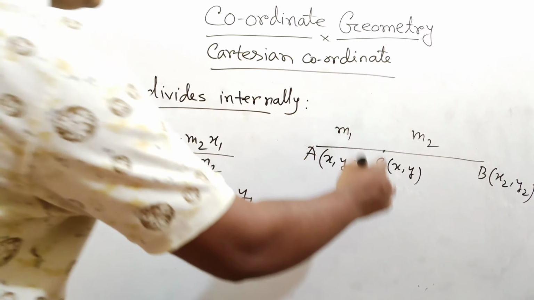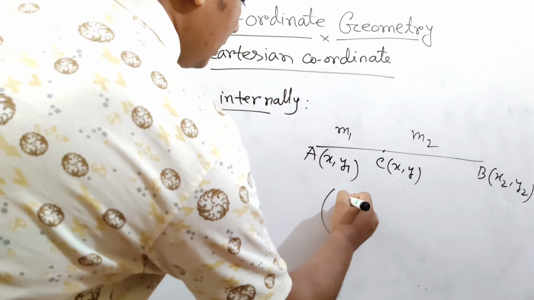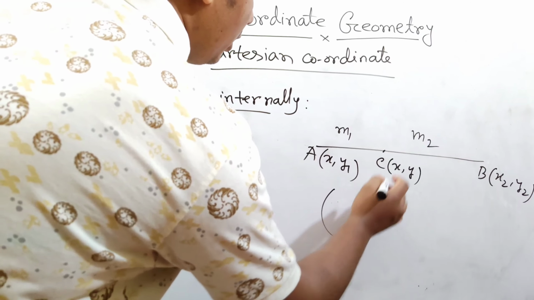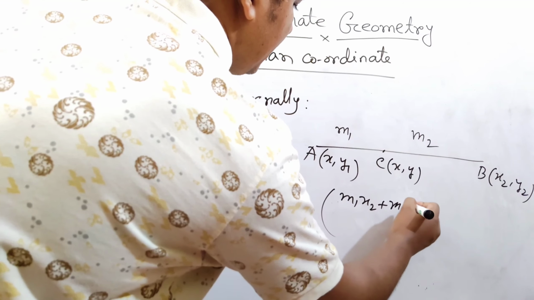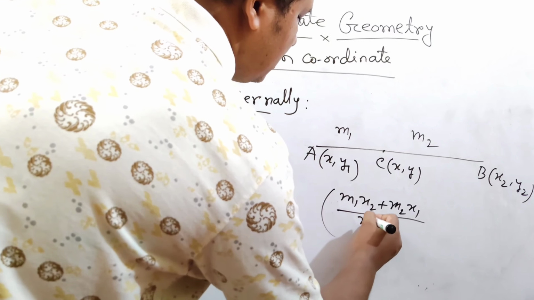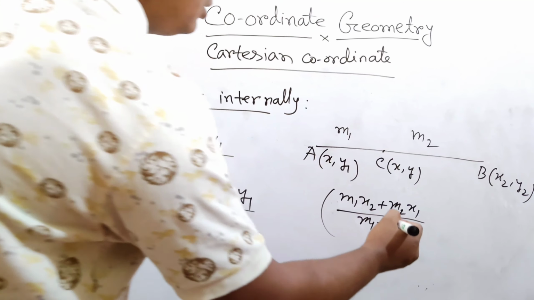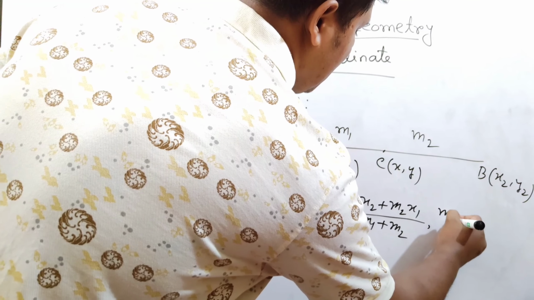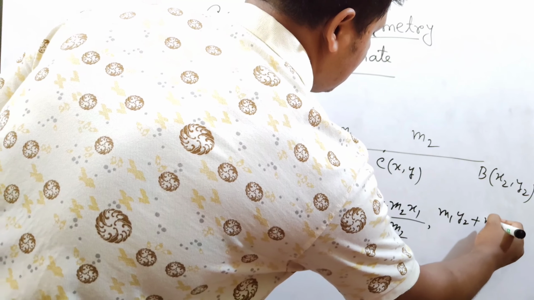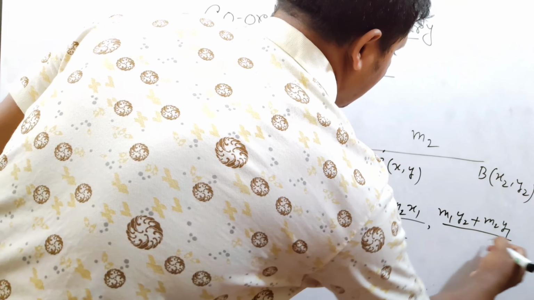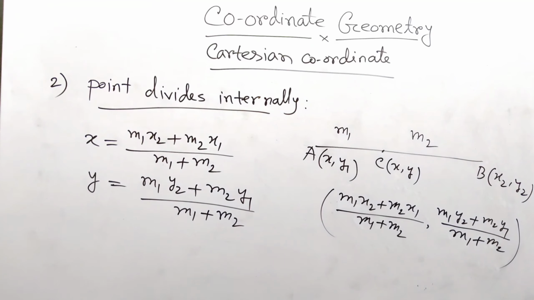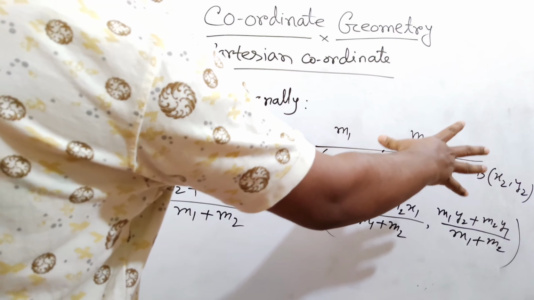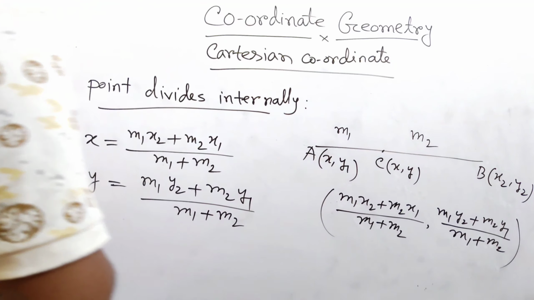That means the coordinate of C is m1 x2 plus m2 x1 divided by m1 plus m2, and m1 y2 plus m2 y1 divided by m1 plus m2. Okay, so this is the formula for finding the point that divides internally any line segment AB. Now I'll show an example.